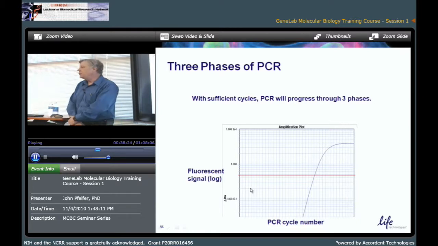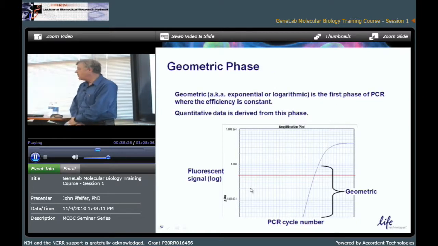The first phase, you can term it geometric, logarithmic, or exponential. Doesn't matter, each term is synonymous. It's in this first phase that the amplification efficiency is consistent. And this is the phase that we focus on for real-time quantification.